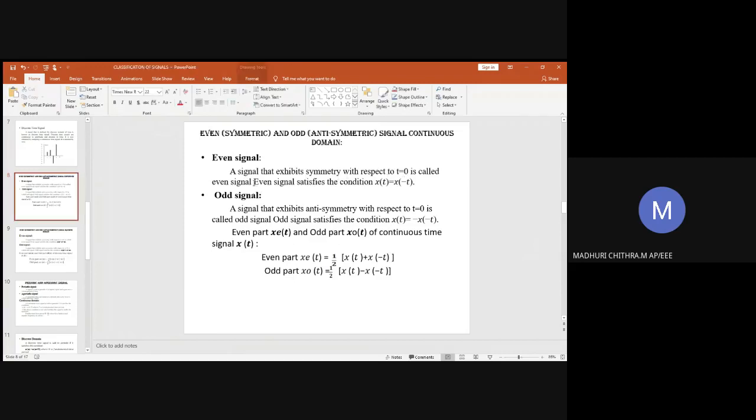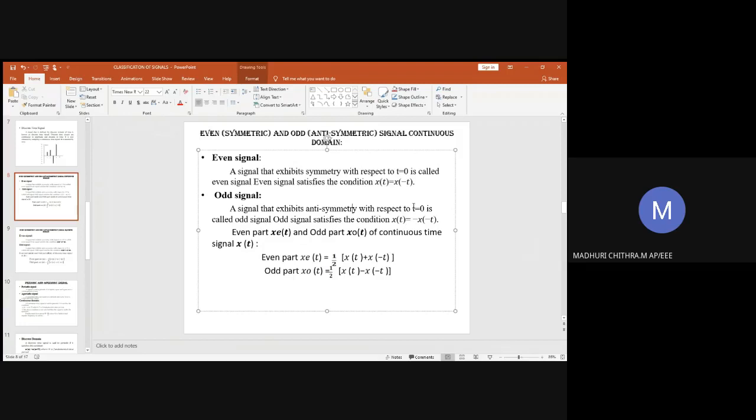So, for example, even signals should satisfy this condition: x of t equal to x of minus t. This is opposite for the odd signal, which exhibits anti-symmetry. An even signal is a symmetric signal, so both sides are equal, but an odd signal is an anti-symmetric signal.